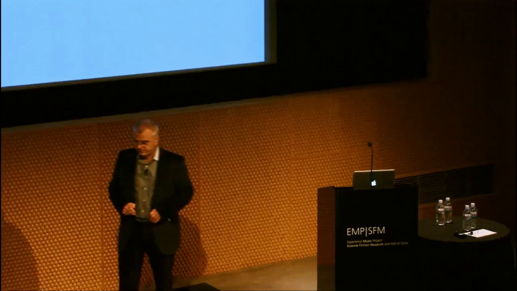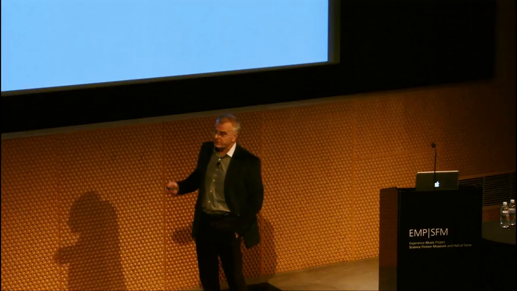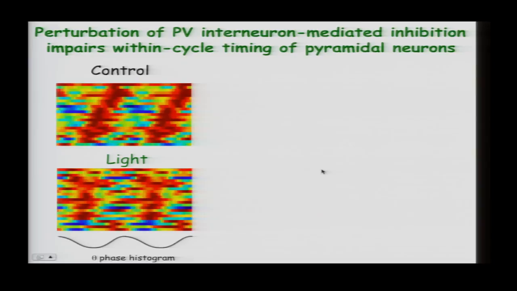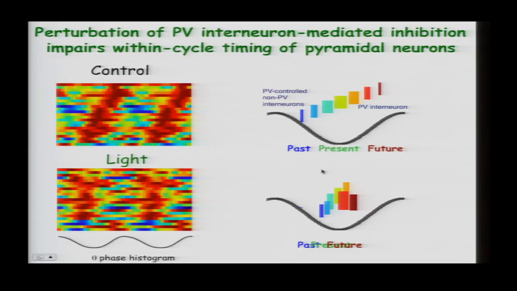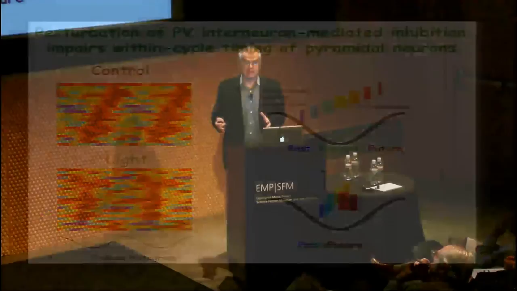And what you can see here is that when you block these traffic controllers, the somatic inhibitory interneurons, then all the activity goes to the trough. So instead of this very nice separation within the theta phase that represents the past, the present, and the future, they get scrambled, making it difficult to identify the here and now.